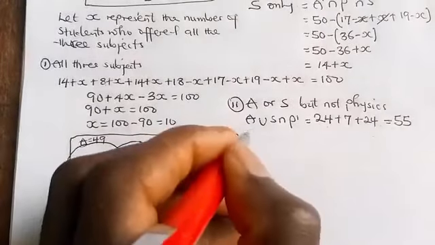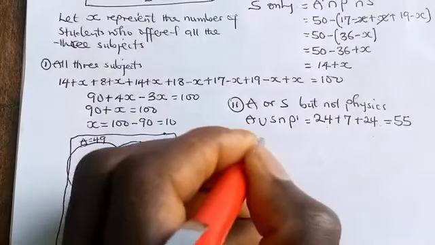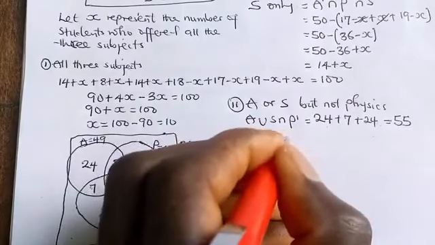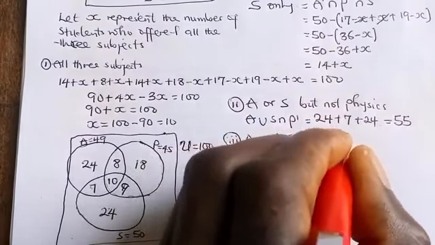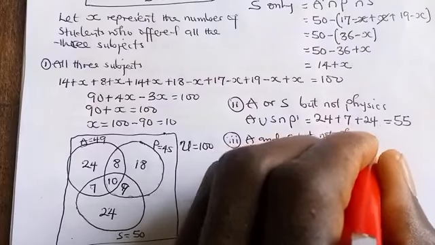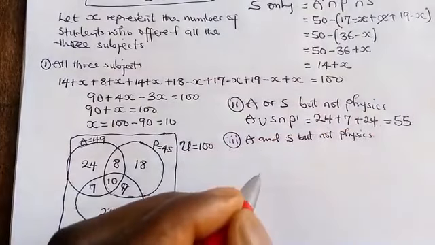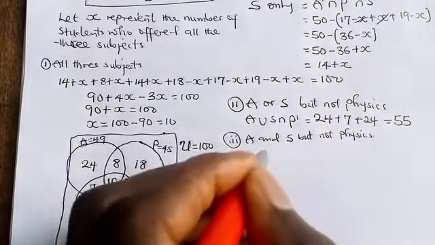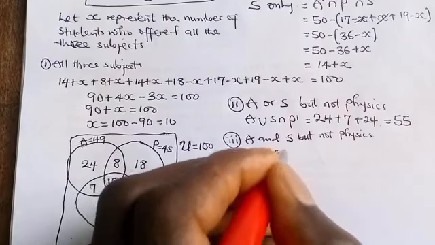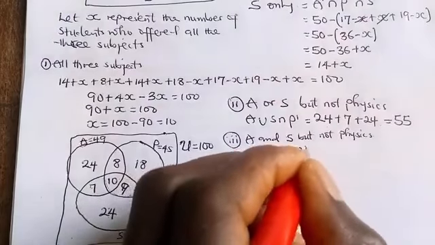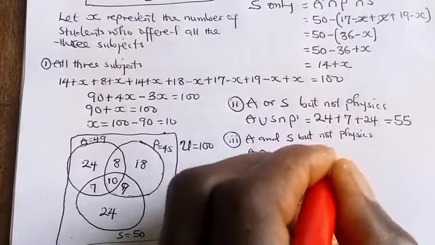So we have algebra and statistics but not physics, and that is A intersection S intersection P prime, and it's equal to 7.